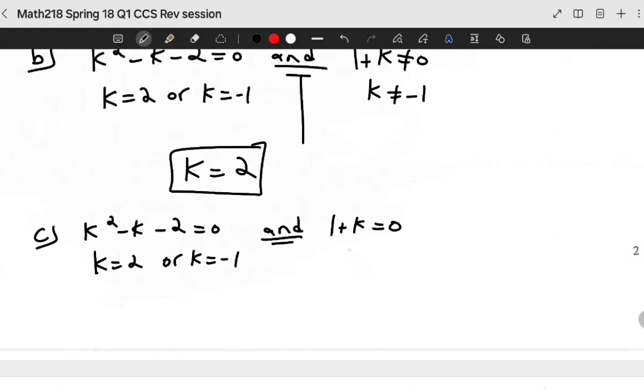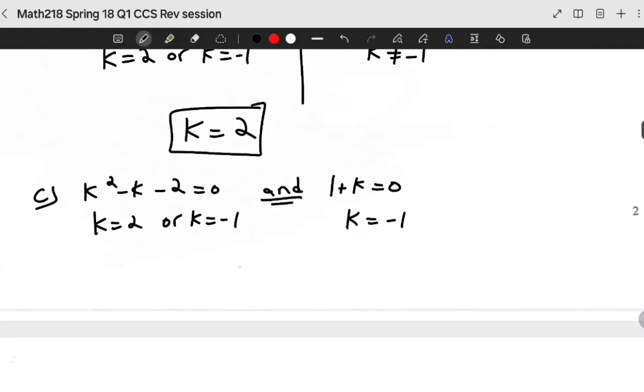But at the same time, I want to guarantee that k is equal to minus 1. Sorry, either k is equal to 2 or k is equal to minus 1. And at the same time, I want to guarantee that k is equal to minus 1. So overall, the solution is k is equal to minus 1.